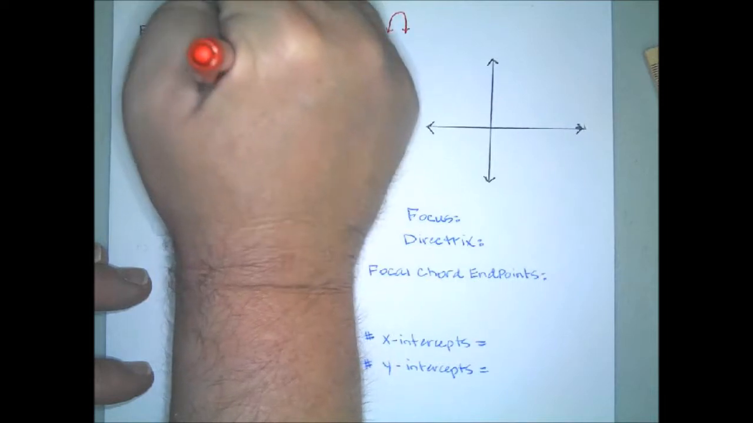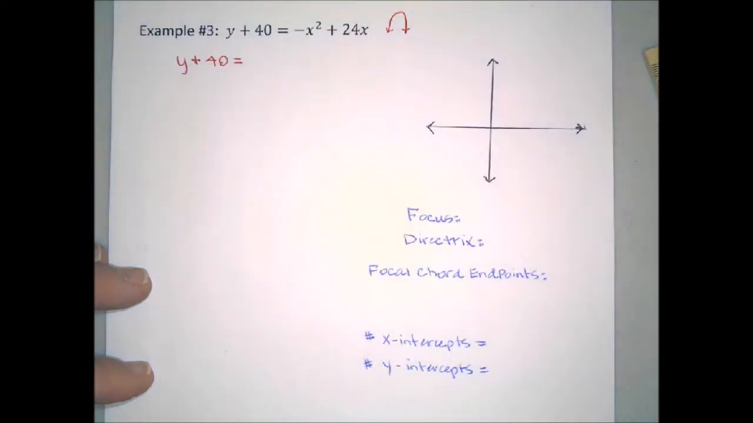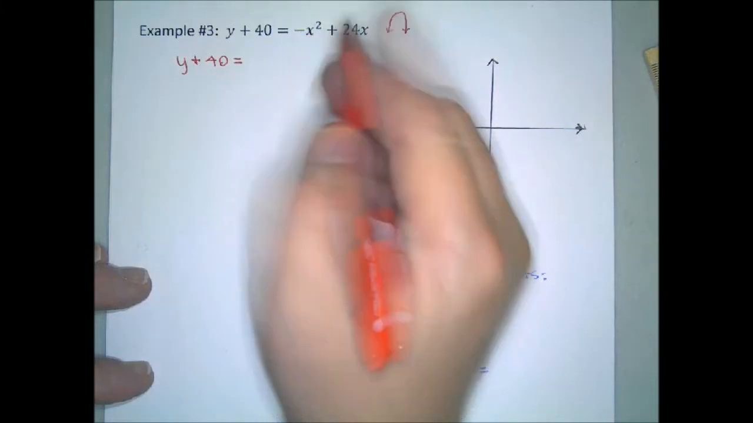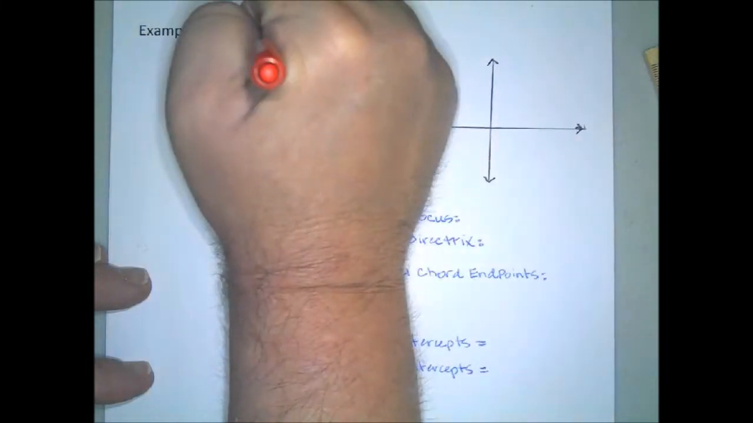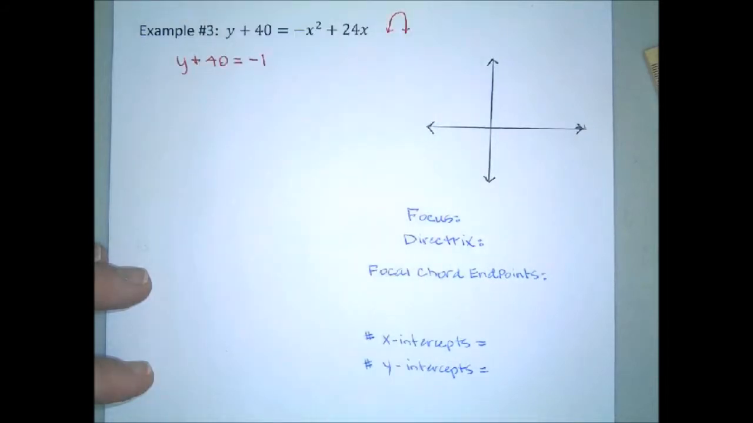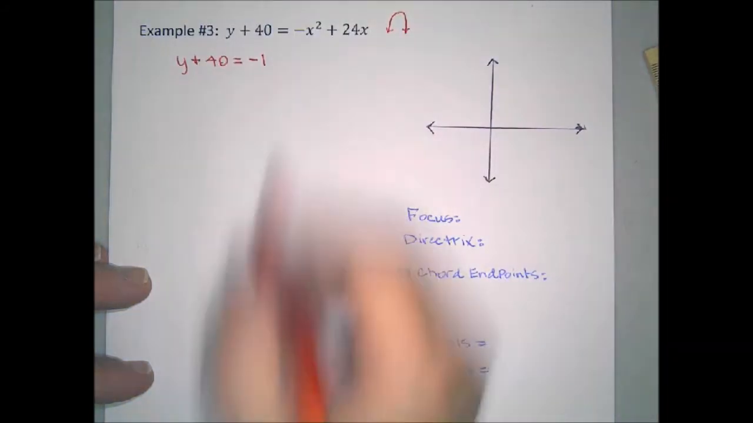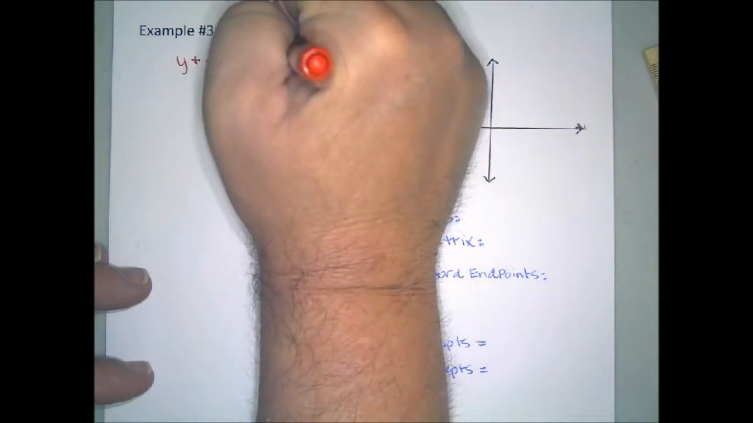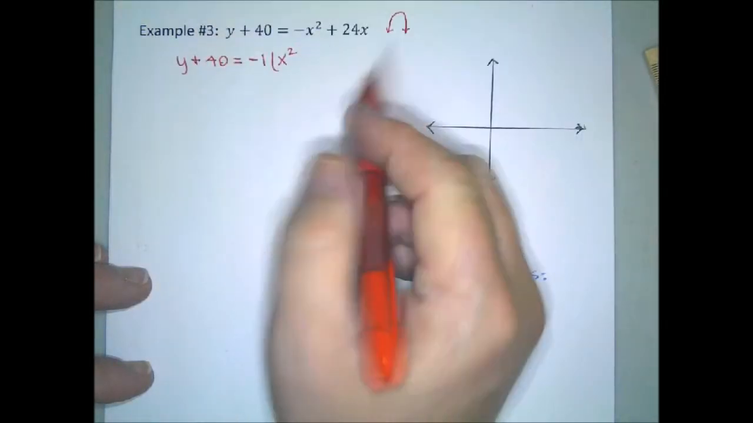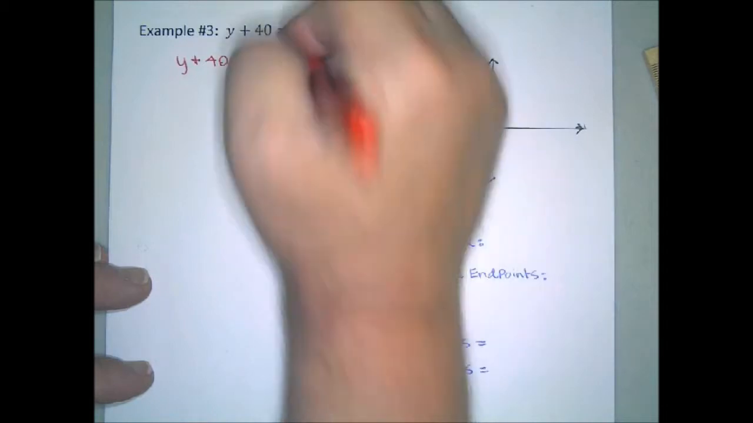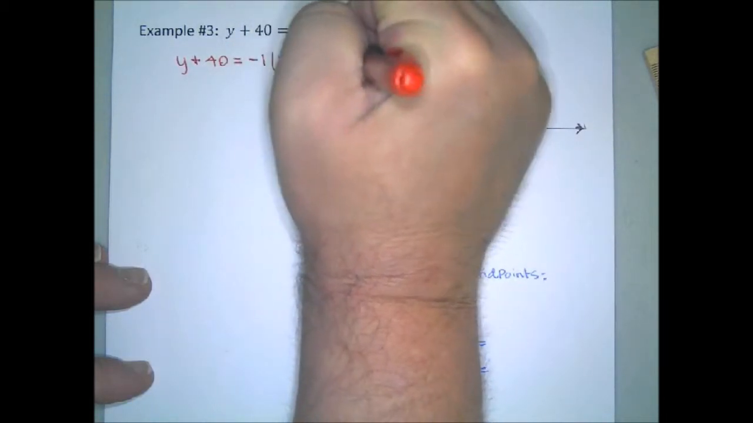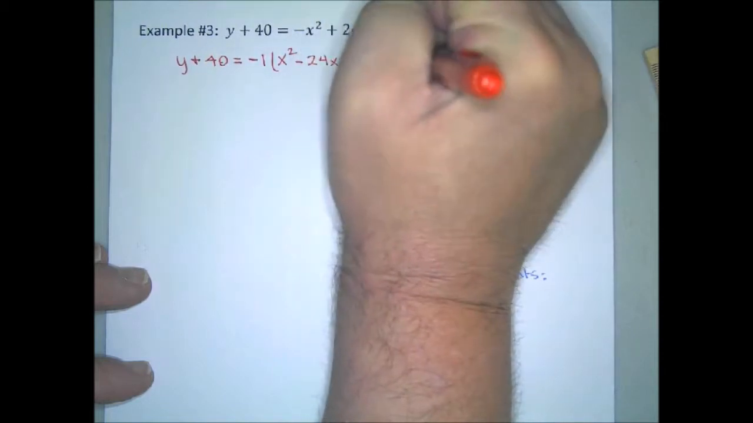Y plus 40 equals, I'm going to factor out that negative 1 that's in front of the x squared, and I'm actually going to put the 1 there. You could just put the negative sign if you want, but it is a negative 1. When you factor out a negative 1, the x squared turns positive, but the plus 24x becomes a minus 24x, and then we have to complete the square.